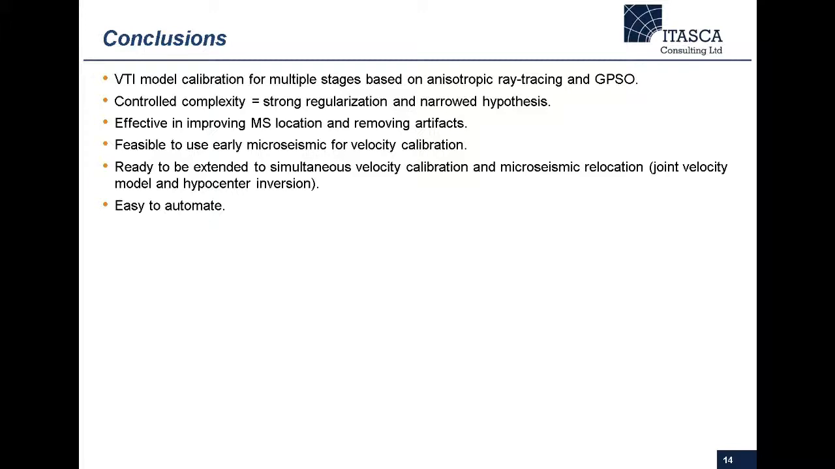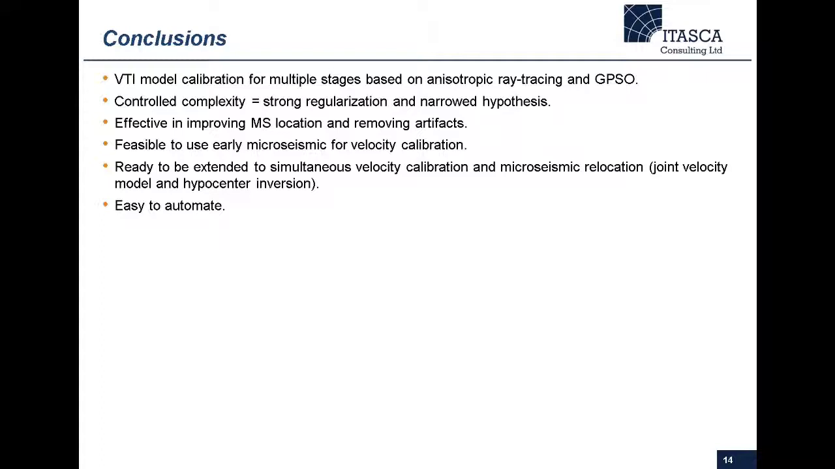So we're not relying on the algorithm to give us the result. We're actually building our own domain knowledge into the algorithm. It's very effective, as I showed you, that it improved the microseismic location and removed the artifacts. It's feasible to use the early microseismic events for velocity calibration. This is what we did. I think it's the first time we did. We have a project that has no perforation shots or known calibration shots.